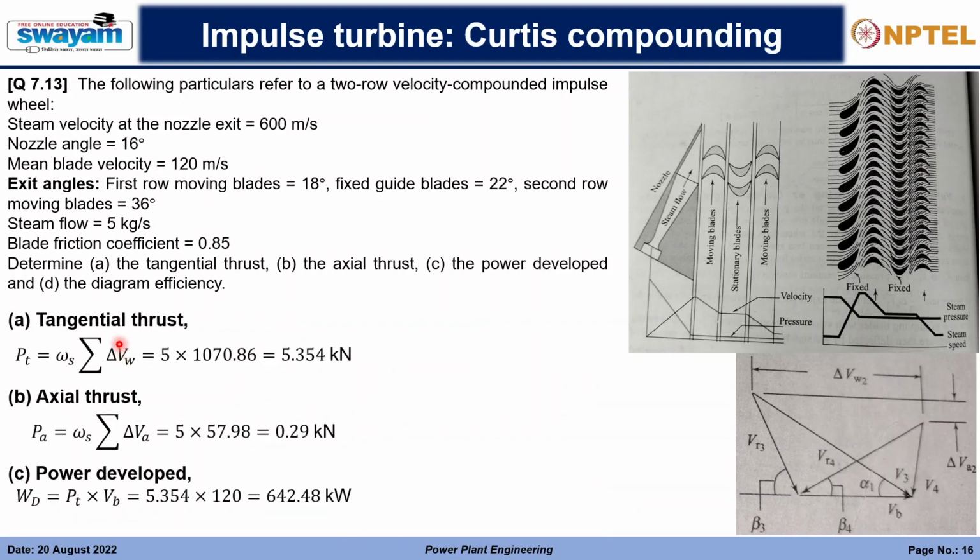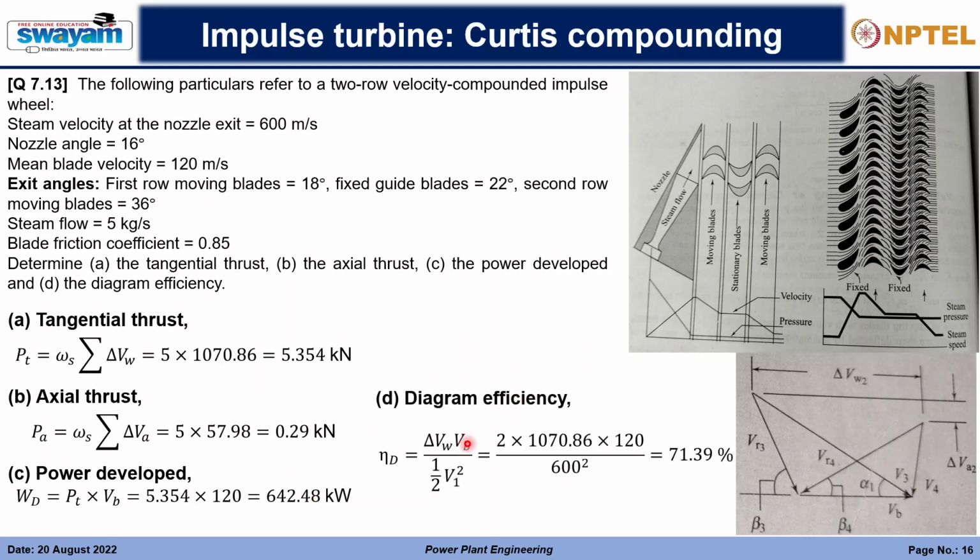Together we'll be calculating the tangential thrust, which is the mass of the steam inlet times the velocity of that. So that is the tangential force on the moving blades, and the axial force is this much, which is contributed by the axial component. Power developed is simply the tangential thrust times the blade velocity, and that would be the diagram power that we have. Then we calculate the diagram efficiency simply by this formula, and we get 71.39%.